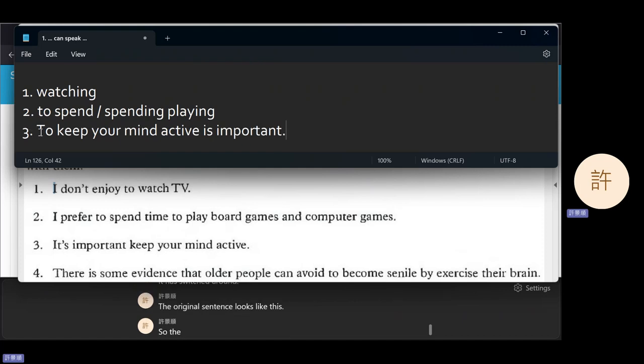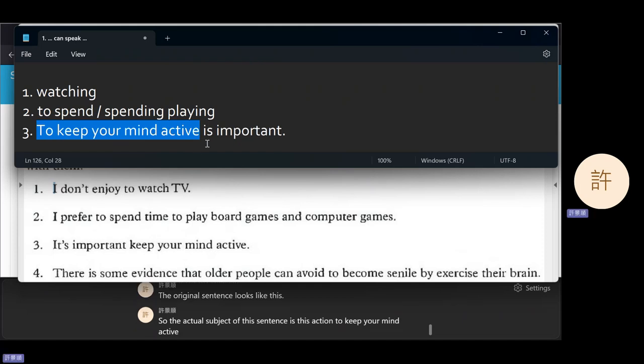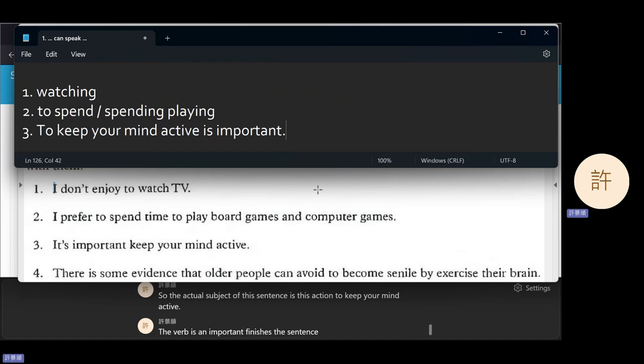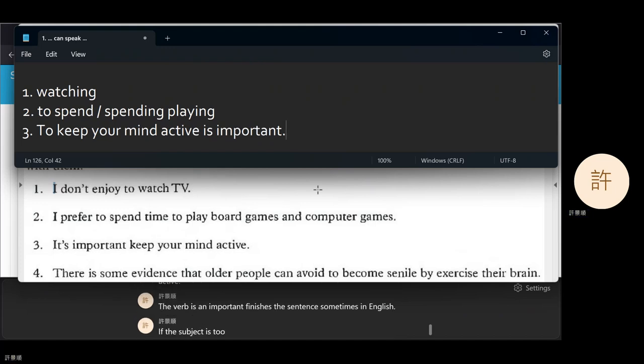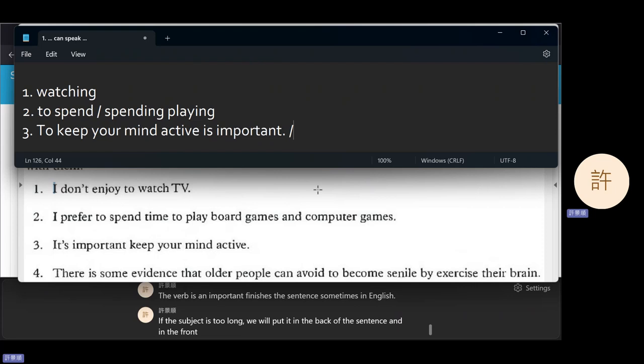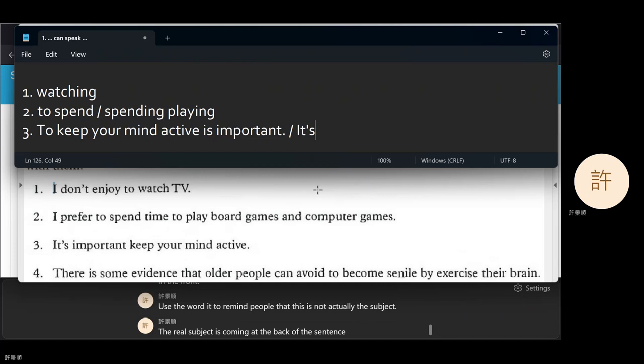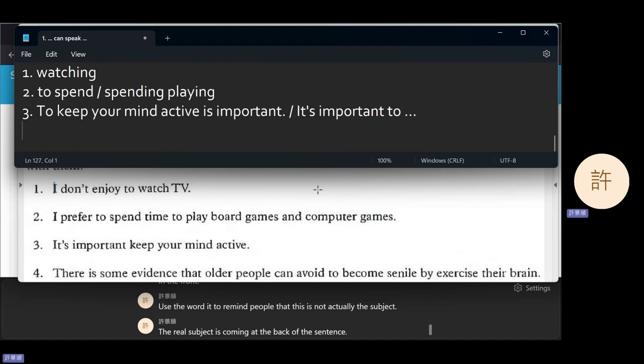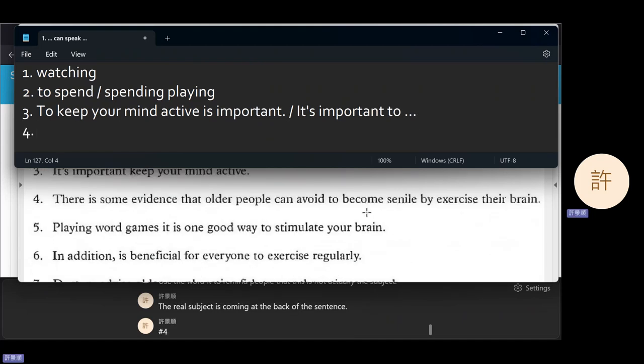So the actual subject of this sentence is this action, to keep your mind active. The verb is, and important finishes the sentence. Sometimes in English, if the subject is too long, we will put it in the back of the sentence and in the front use the word it to remind people that this is not actually the subject. The real subject is coming at the back of the sentence. Number four. All right, so in grammar, we call this a null subject, 虚主词.